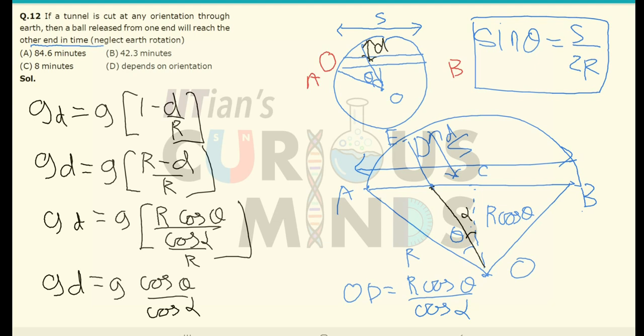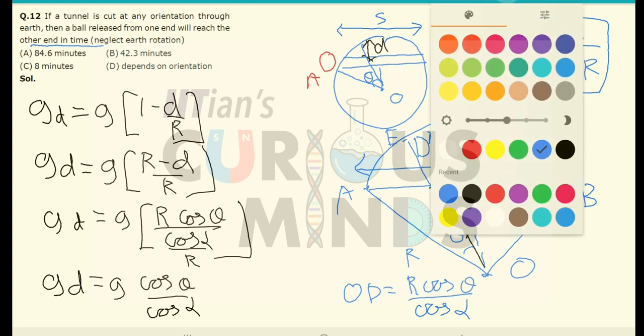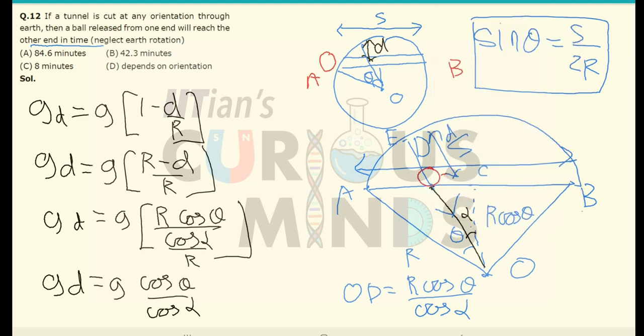But the acceleration due to gravity always acts in the vertically downward direction, or in the direction of the center. So this acceleration due to gravity that we have obtained will be towards the center, but the body is free to move only along the direction of the tunnel. So the component over here, since this is alpha, this is g_d, the component along this direction will be equal to g_d sin alpha.